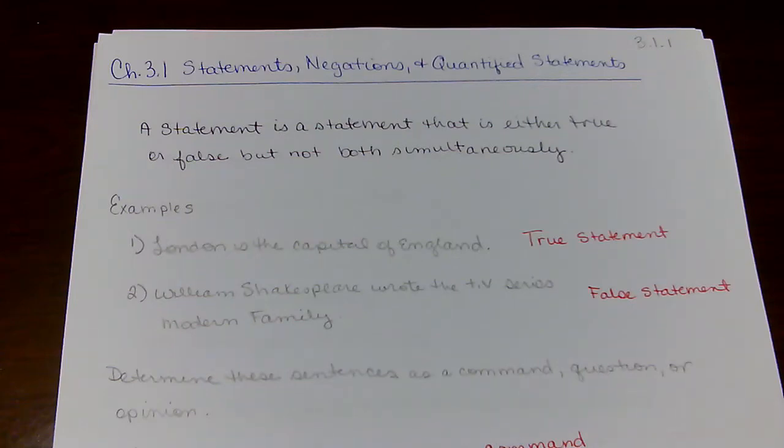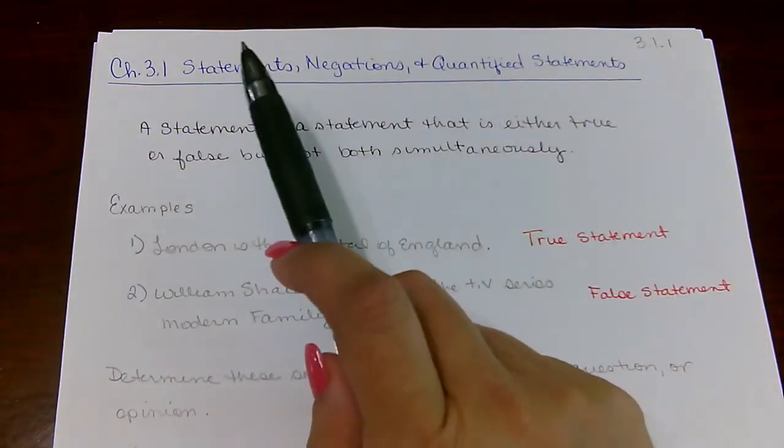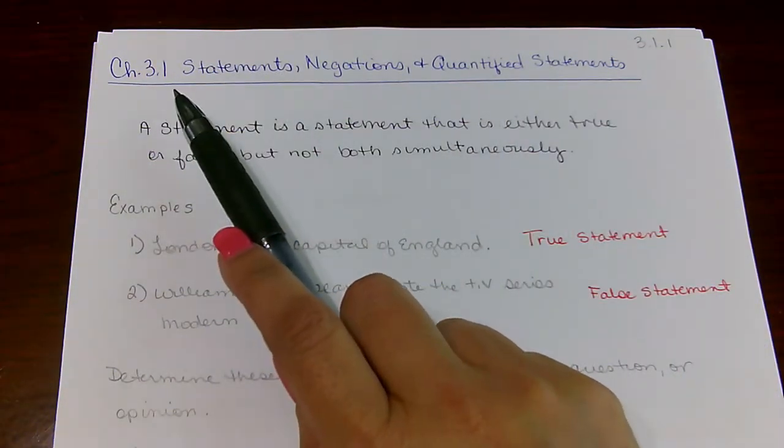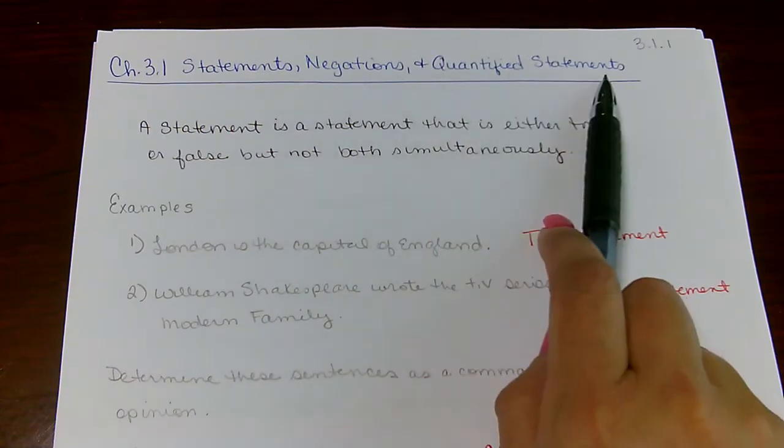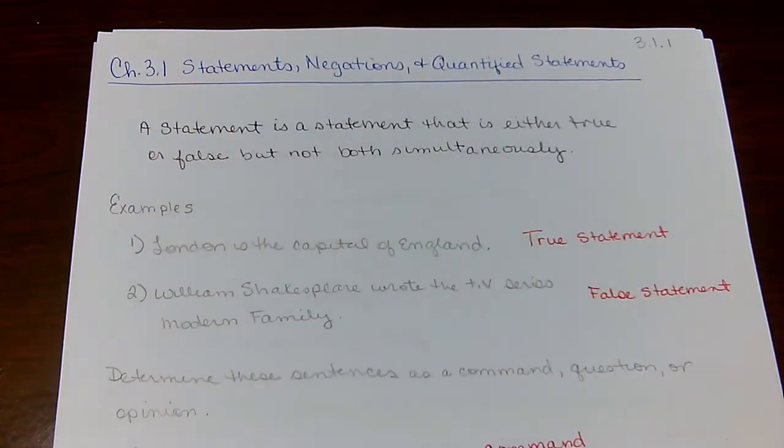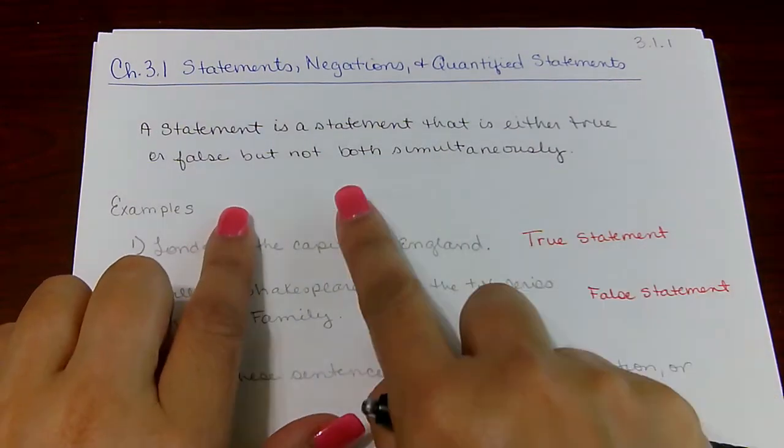In this video, we will begin Unit 2. Our first topic is Chapter 3, Section 1, Statements, Negation, and Quantified Statements. Okay? So a statement is a sentence that is either true or false, but it's not both.